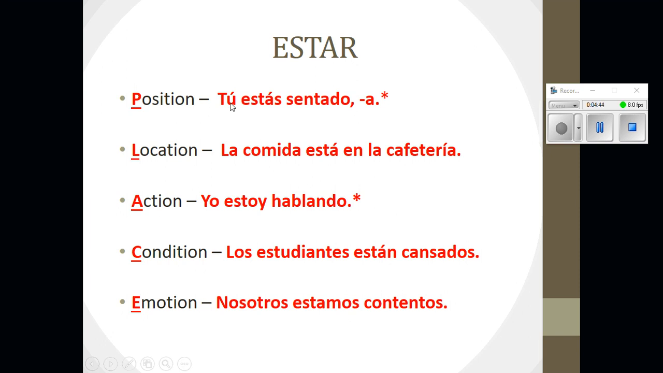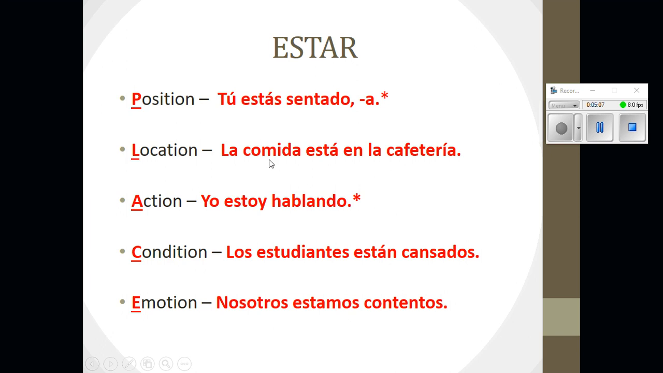All right, let's put the translations in Spanish now, okay? Position, if you want to say you are seated, you would say tú estás sentado. Now this asterisk here is to note that this is a concept that you will not learn about this year, but it's important that you understand estar is used to describe a position. So we're going to go ahead and write the example, but just know that you'll learn more about these concepts in Spanish 2 and 3.